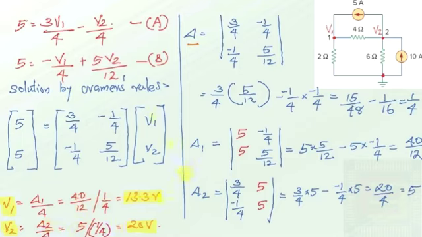And using Cramer's rule, it will be easier to solve equations, especially in cases when there are more than two variables. For example, if we have a network with 3 loops or 3 node voltages, in that case you will be getting a set of 3 equations in 3 unknowns, and it will be difficult to solve the equations by substitution method. There it will be easier to use Cramer's rule.